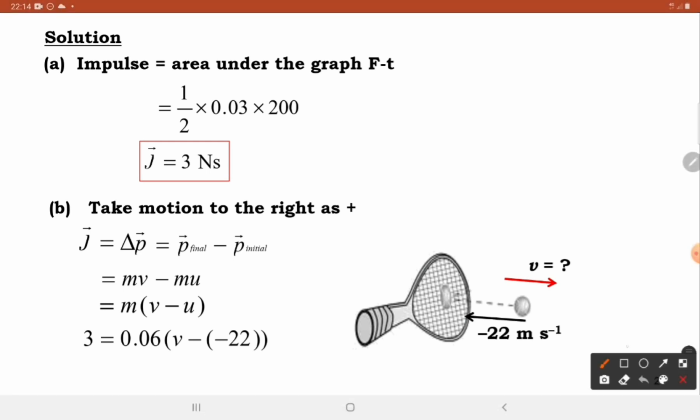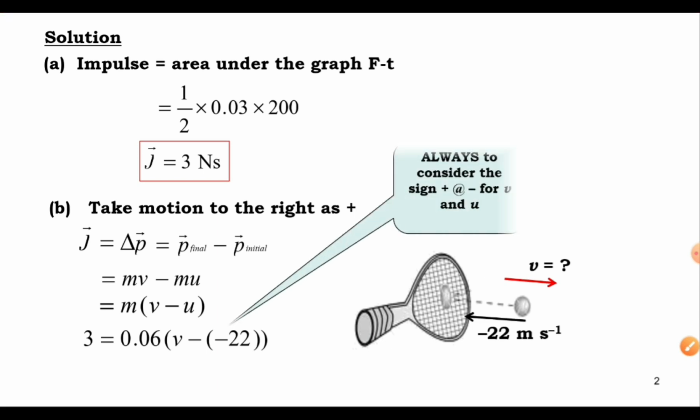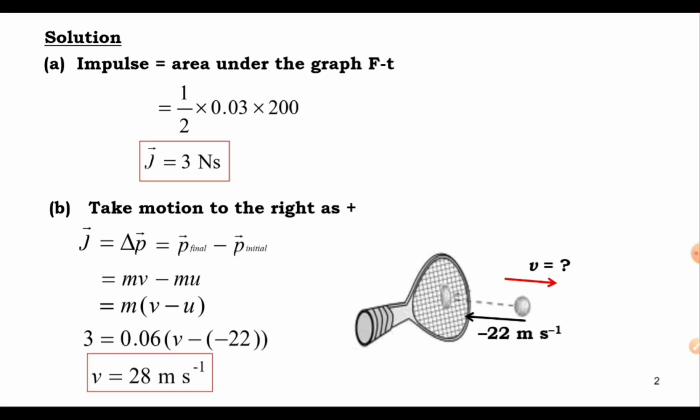Substitute the mass of the ball, which is 0.06 kilogram. You are given 60 gram, so don't forget to convert this mass into SI unit first, which is 0.06. The initial velocity of the ball is negative 22 meters per second because the ball initially traveled to the left. Finally, you will get the final velocity of the ball after the return shot as 28 meters per second, directed to the right.